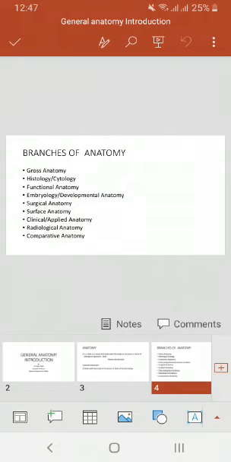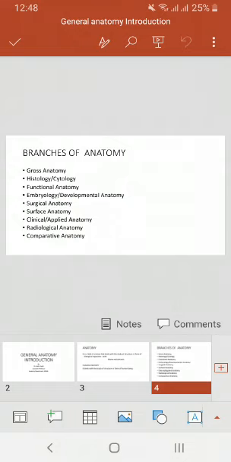There are different branches of anatomy. There is gross anatomy, histology and cytology, functional anatomy, embryology or developmental anatomy, surgical anatomy, surface anatomy, clinical or applied anatomy, radiological anatomy, and comparative anatomy. All these are different branches of human anatomy. We will study the different aspects of anatomy in all these branches.